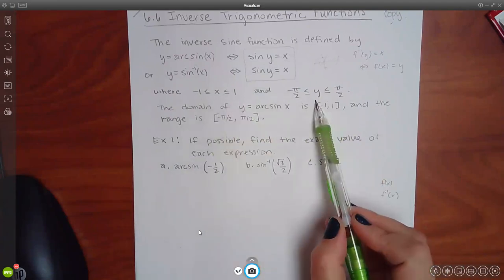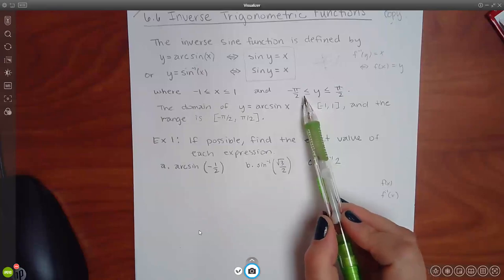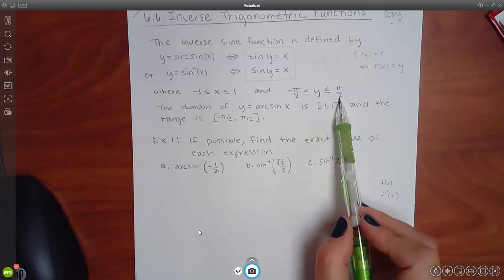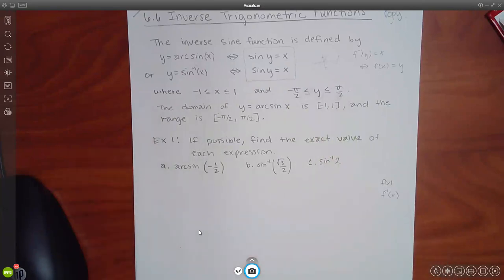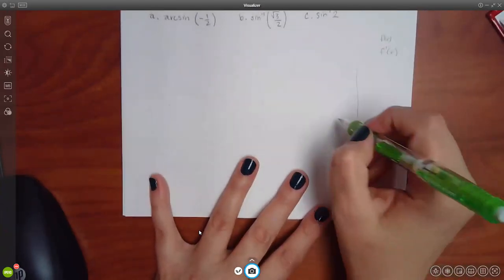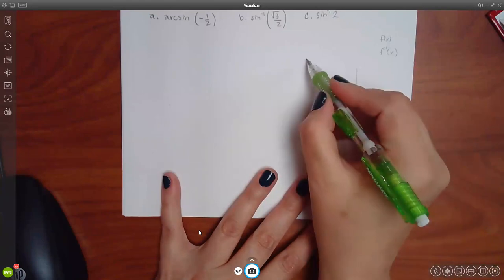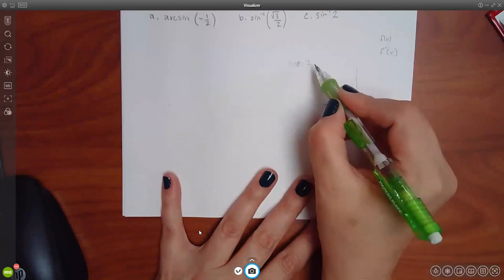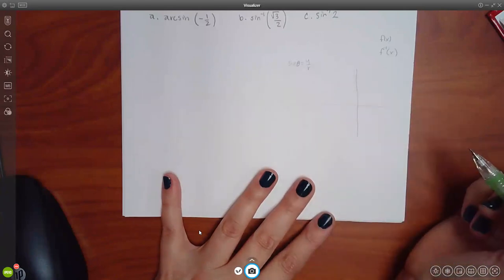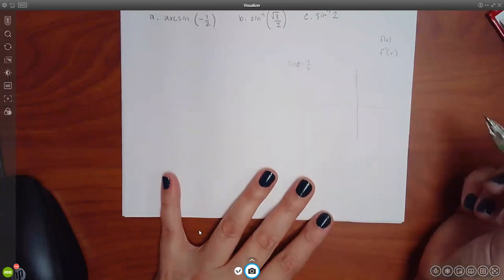Now, this is different. They're restricting the angle. They're not letting you say that when you take the arcsine of a value between negative 1 and 1, you get any angle you want, okay? And the reason why is because we already know the sine of an angle is y over r, right?